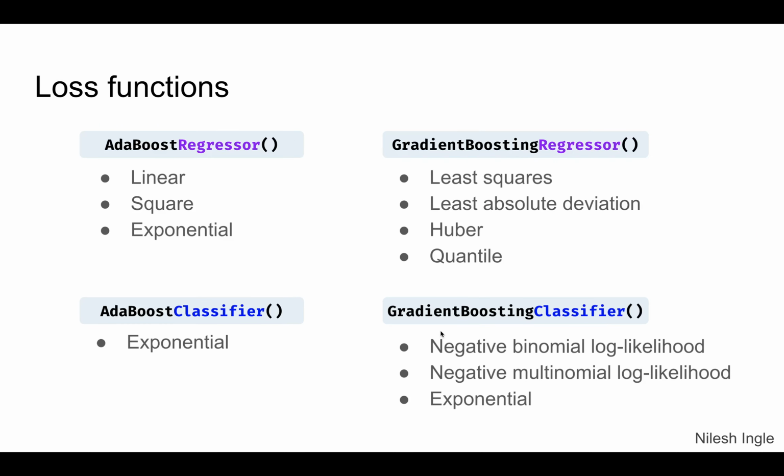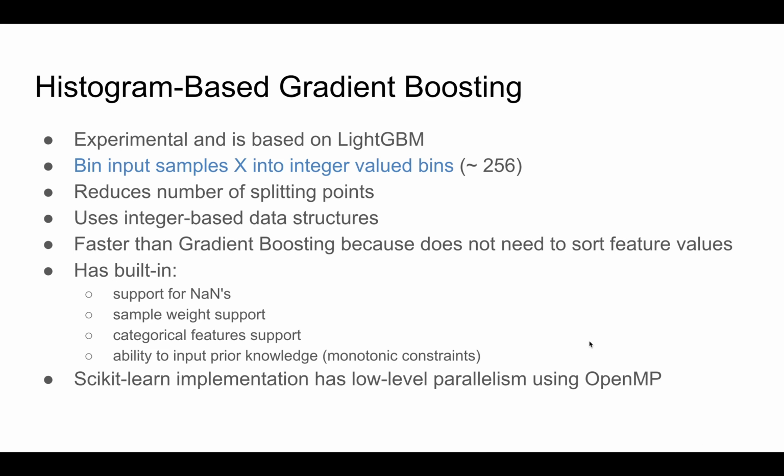And there are different types of loss functions available with AdaBoost and gradient boost. So for regressors, these are the top values. We have linear, square, exponential for AdaBoost, and least squares, least absolute deviation, Huber and quantile for gradient boosting. And for classifiers, we have exponential for AdaBoost, and negative binomial log likelihood, negative multinomial log likelihood, and exponential for the gradient boosting classifier.